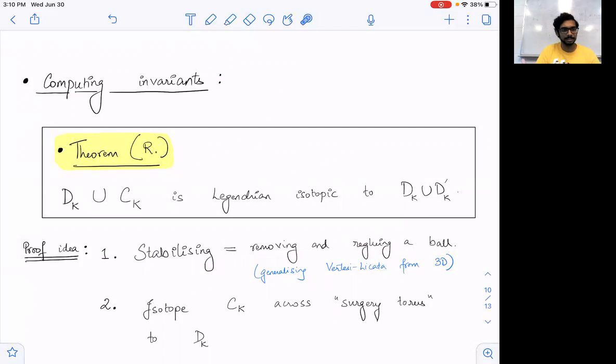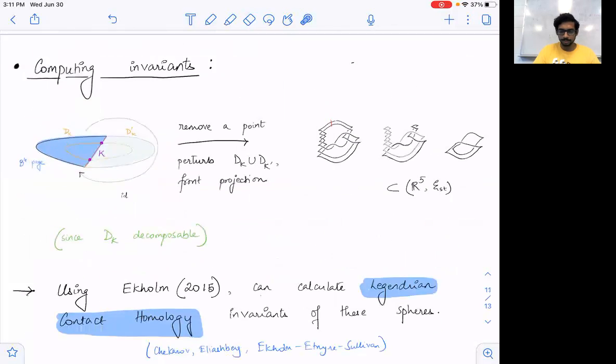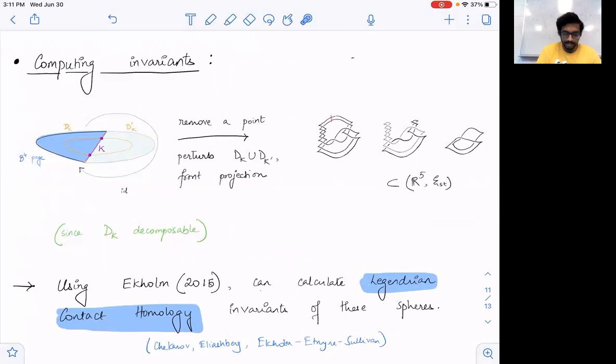Once we have that description of stabilization and see both of them in the same manifold, we isotope part of this sphere across what we can think of as a surgery torus, which comes from seeing the Dehn-Seidel twist as really a surgery. We can isotope across this surgery torus to the disk. And that allows us to then compute the invariants for this sphere.